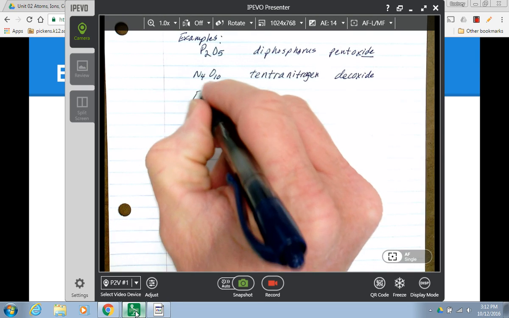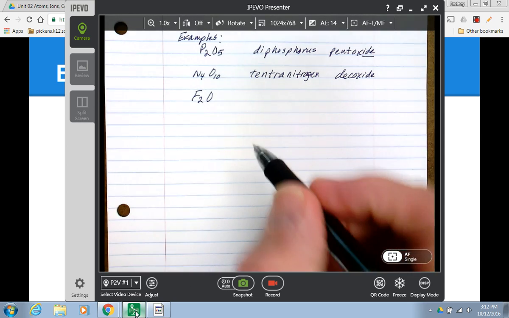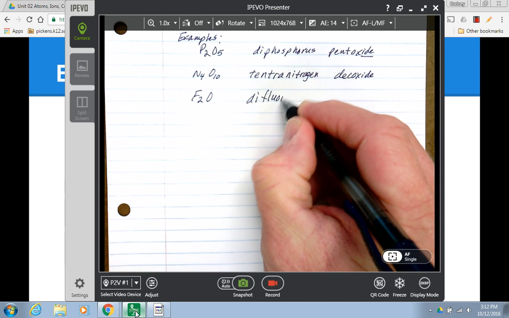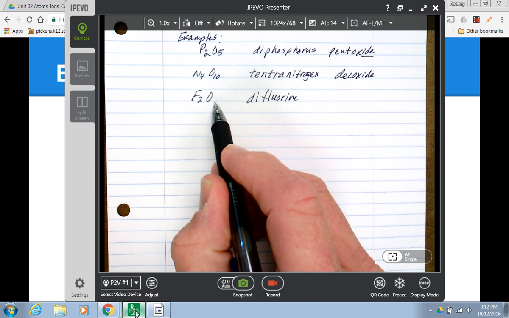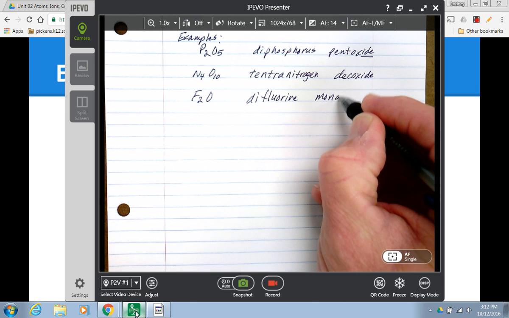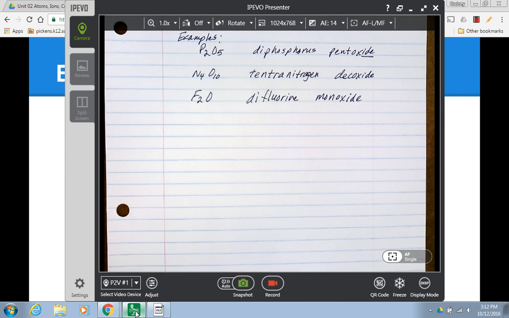All right, let's do F2O. So you're kind of getting the hang of this, hopefully. Here you have 2 fluorine, so the prefix for 2 is di. So we write difluorine. And then we have oxygen. And remember, if there's no subscript, it's understood to be a what? A 1. So the prefix of 1 is mon, and then we write oxide, monoxide. So difluorine monoxide. All right, so that's pretty easy.